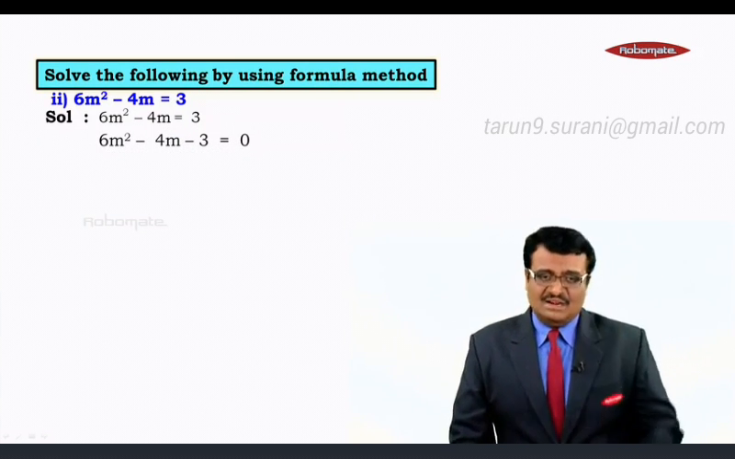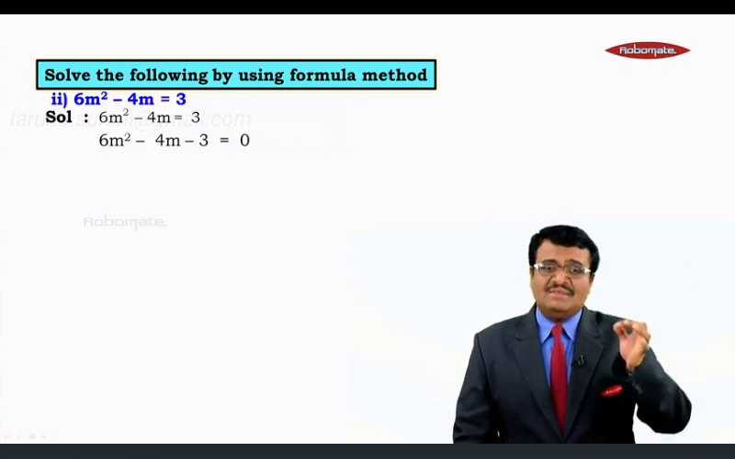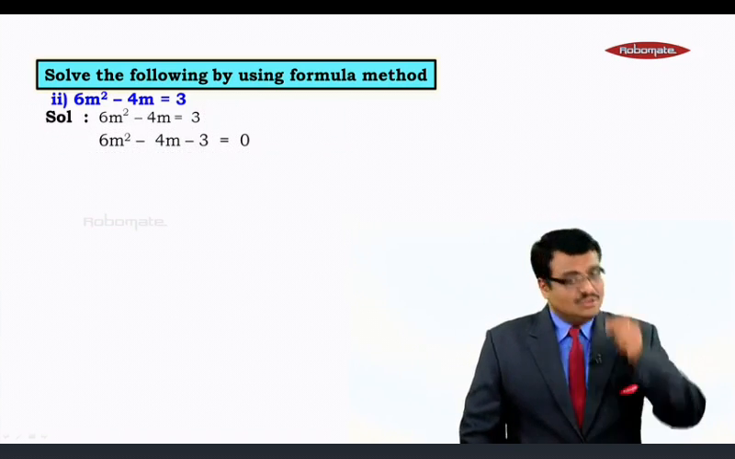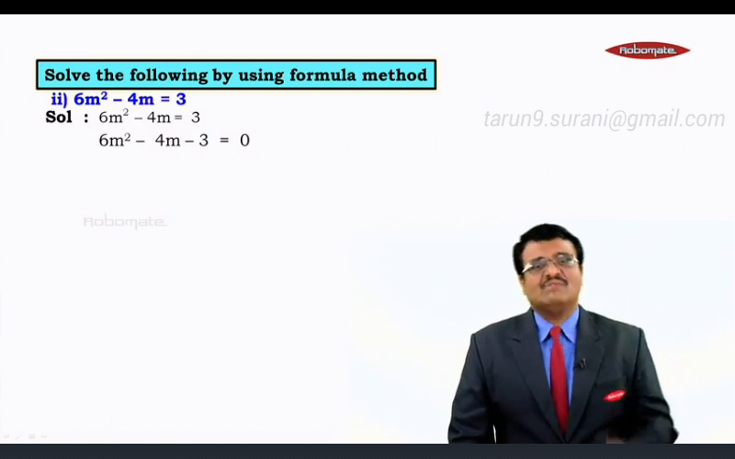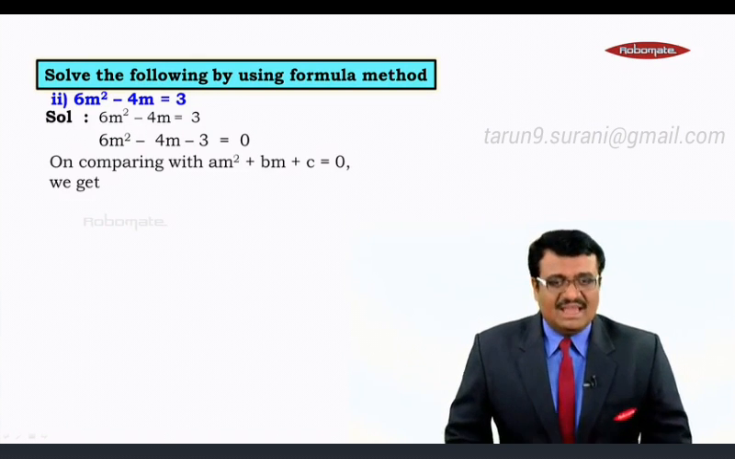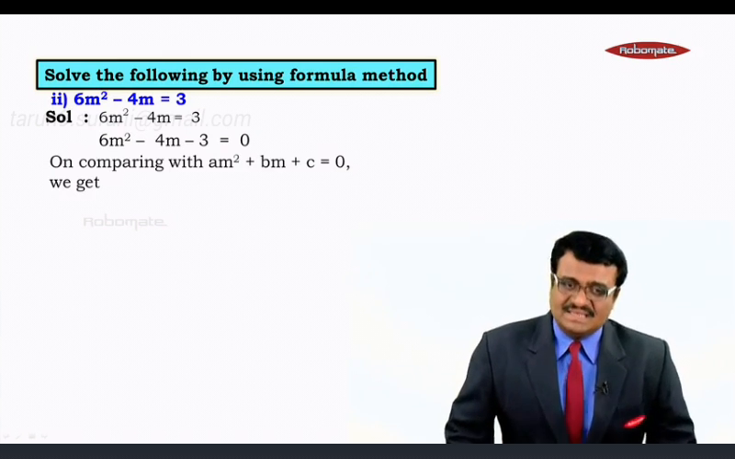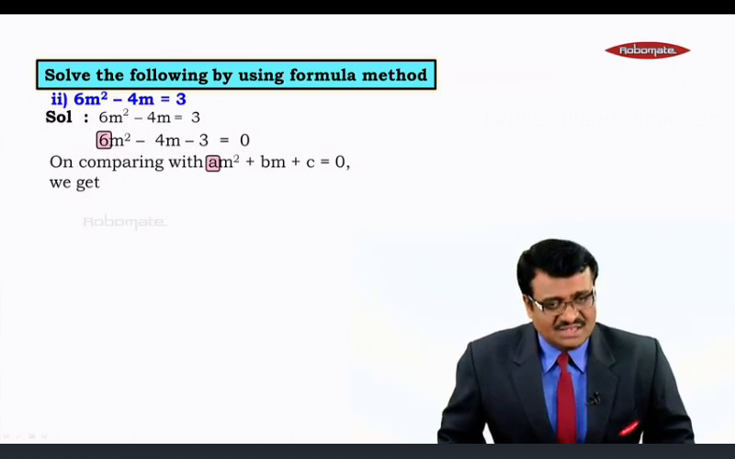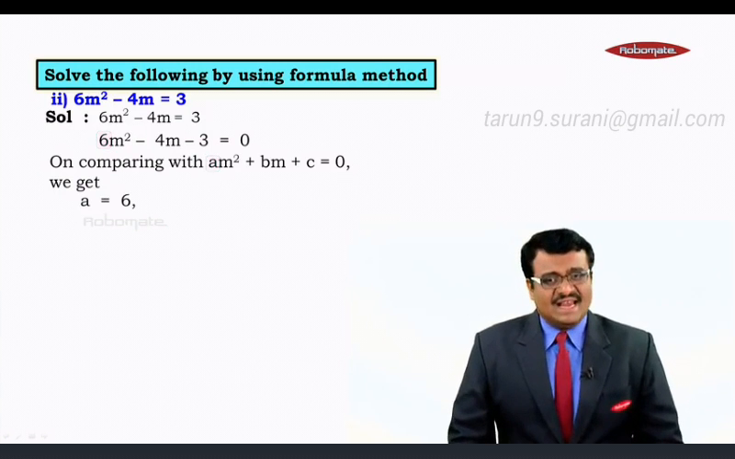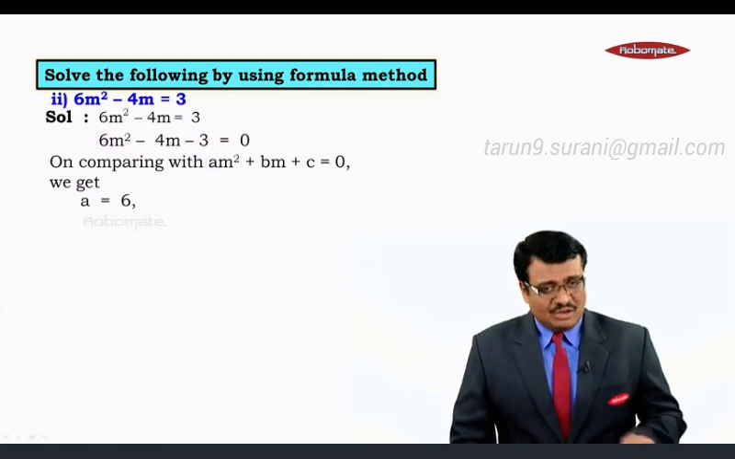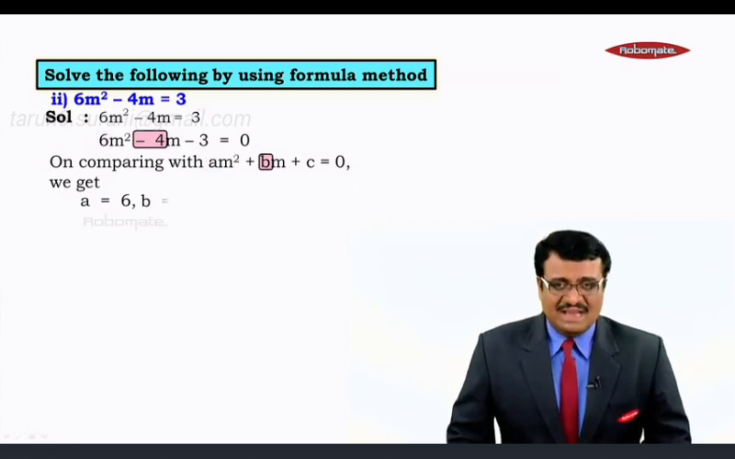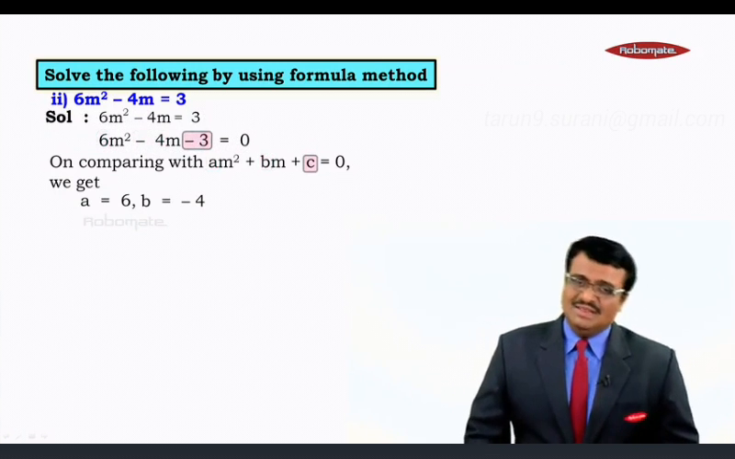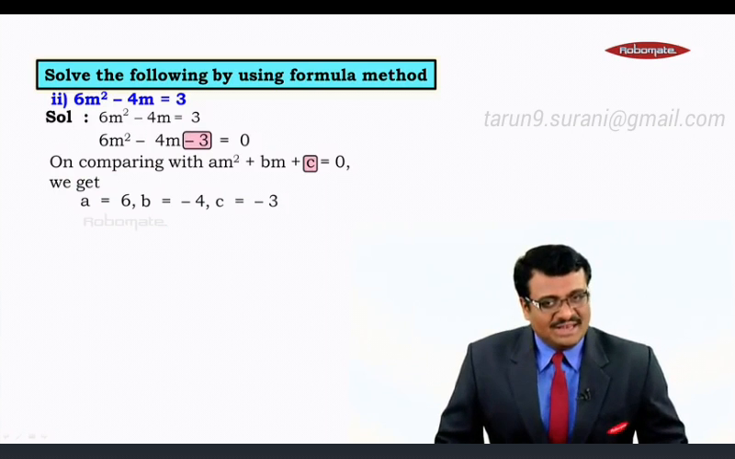Once it has come in the standard form, then what will you do? Compare it with the standard form and note down the values of a, b and c. So the equation is in m, so let us write the standard form also in m. On comparing with am square plus bm plus c is equal to 0, we get a is nothing but the first number, that is 6 with the sign. b is the second number, coefficient of m with the sign, which is minus 4. And c is the third number, which is a constant term with the sign. Okay, so c is equal to minus 3.